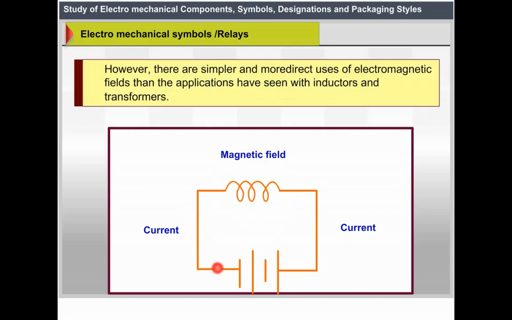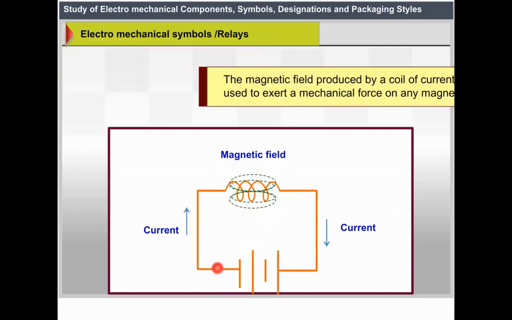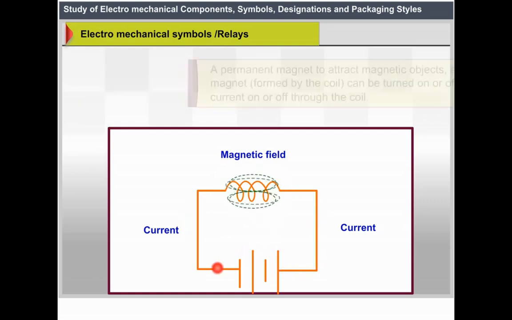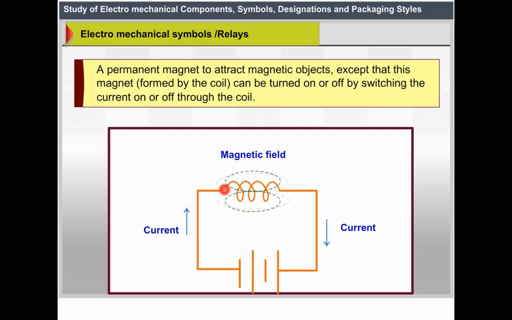However, there are simpler and more direct uses of the electromagnetic field than the applications we have seen with inductors and transformers. The magnetic field produced by a coil of current carrying wire can be used to exert a mechanical force on any magnetic object. A permanent magnet is used to attract magnetic objects, except that this magnet formed by a coil can be turned on or off by switching the current on or off through the coil.